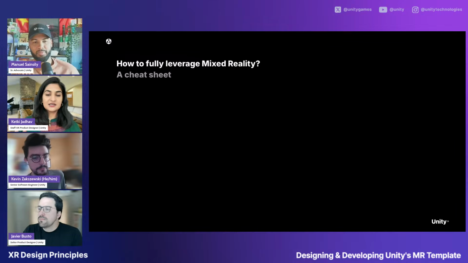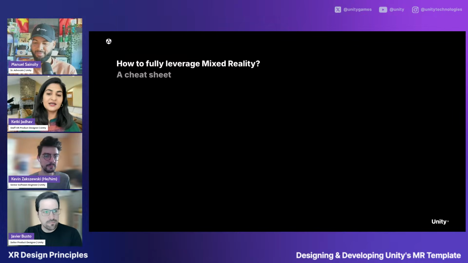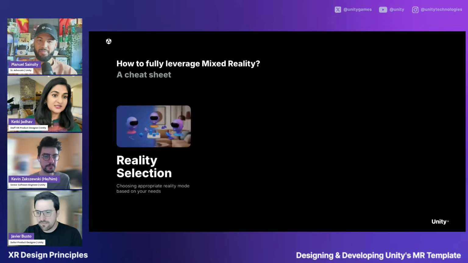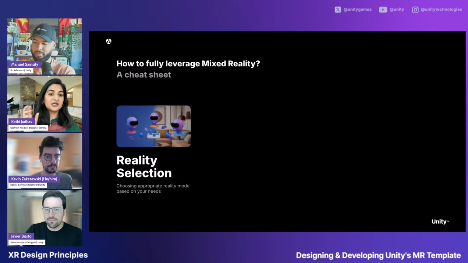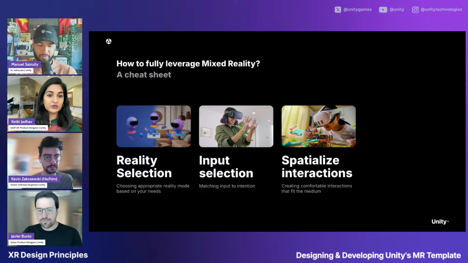So this is what I call a cheat sheet on how you can design mixed reality experiences. It's divided into 4 main sections. First one is reality selection. So how do you choose the appropriate type of reality based on the needs of your experience? How do you do input selection? So how do you match the proper type of input modality based on the intention of your application? How do you spatialize interactions? How do you create interactions that fit the medium and feel comfortable at the same time?